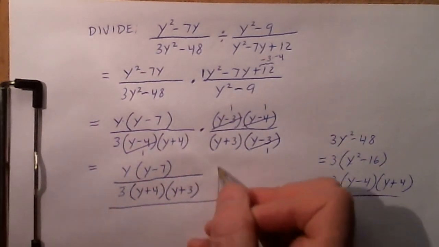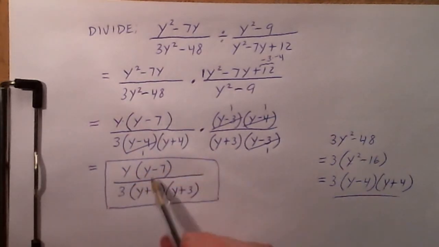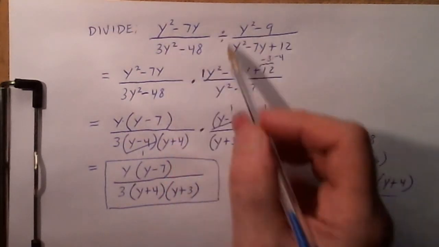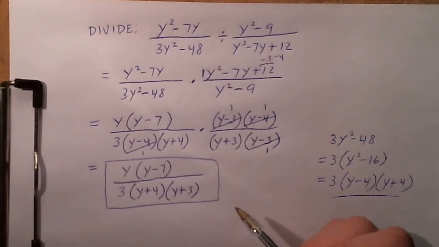And this is it. We are done. We cannot reduce this any further. This would be our final quotient for having divided these rational expressions back up here.